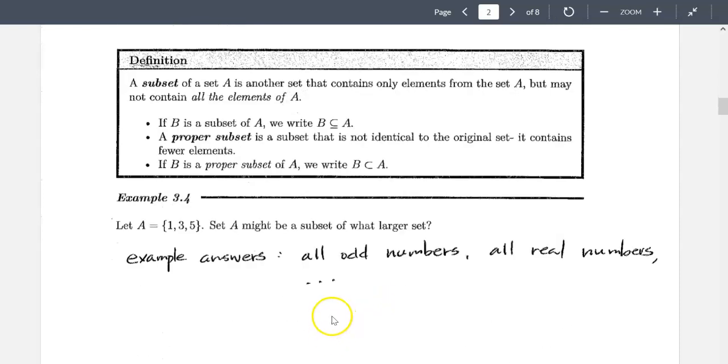Now a subset. A subset is a smaller set that belongs to a larger set. For example, if I have a set A equal to {1, 3, 5}, set A might be a subset of what larger set? We can say set A belongs to the set of all natural numbers, since 1, 3, 5 definitely belong there. Or you can also say set A belongs to a larger set, all real numbers. Therefore A is a subset of the set of all natural numbers, or A is a subset of all real numbers.